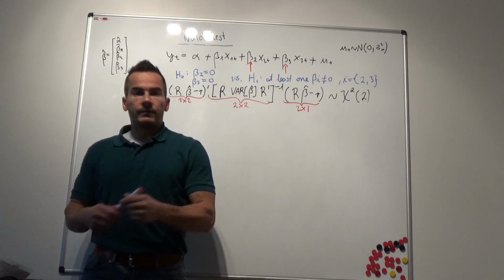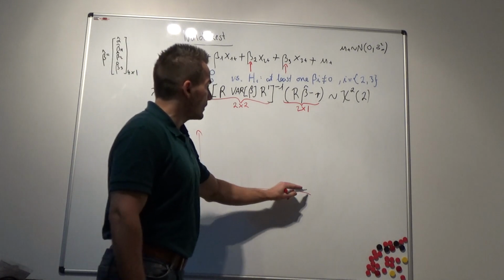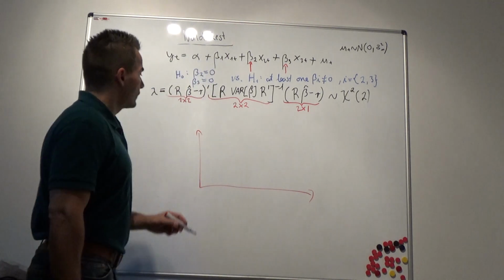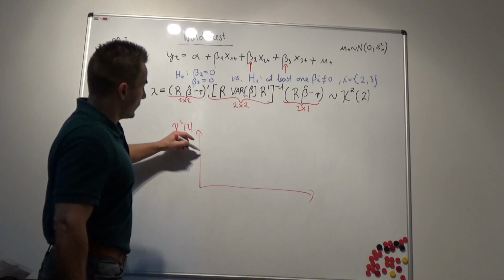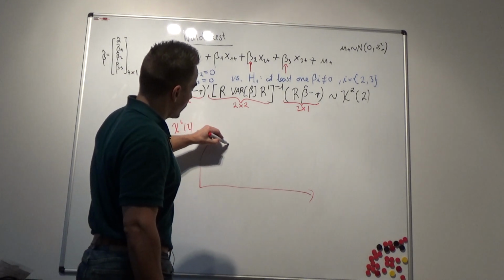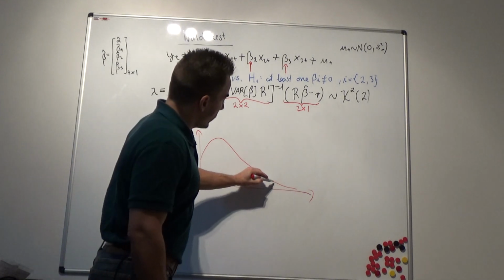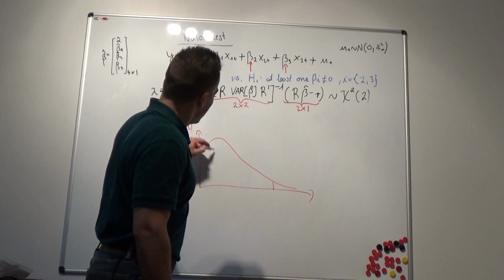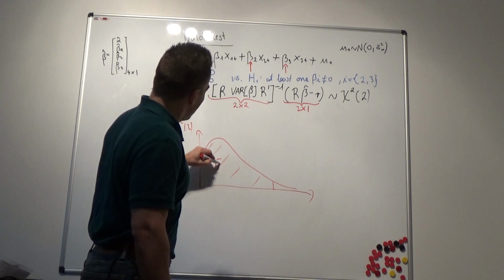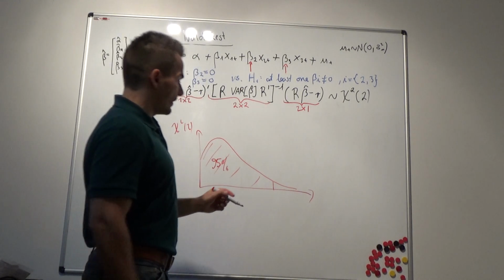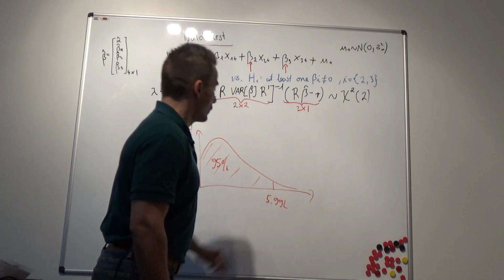So what about the chi-square distribution? As opposed to the normal distribution, the chi-square distribution with 2 degrees of freedom looks like this. It has only positive values, and if we have 95% probability here, the corresponding critical value is 5.992.